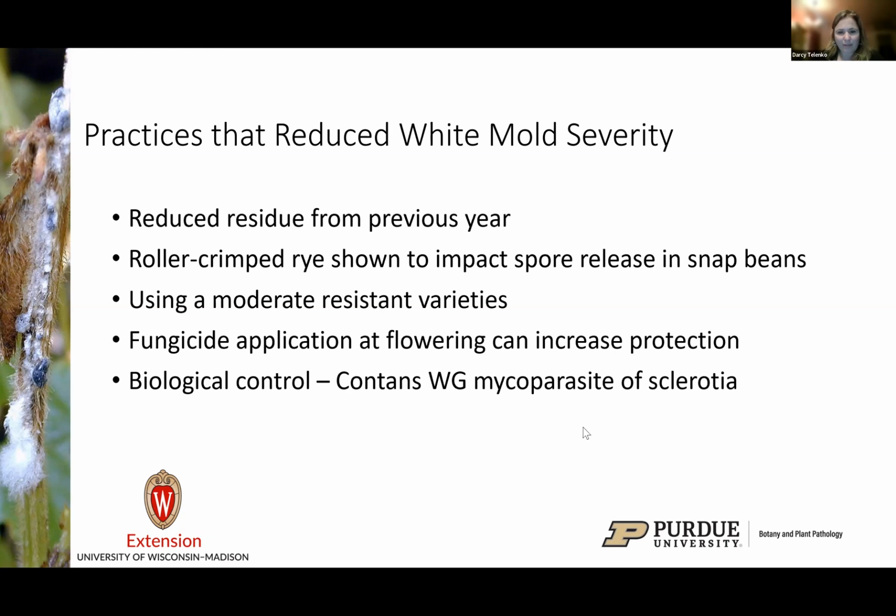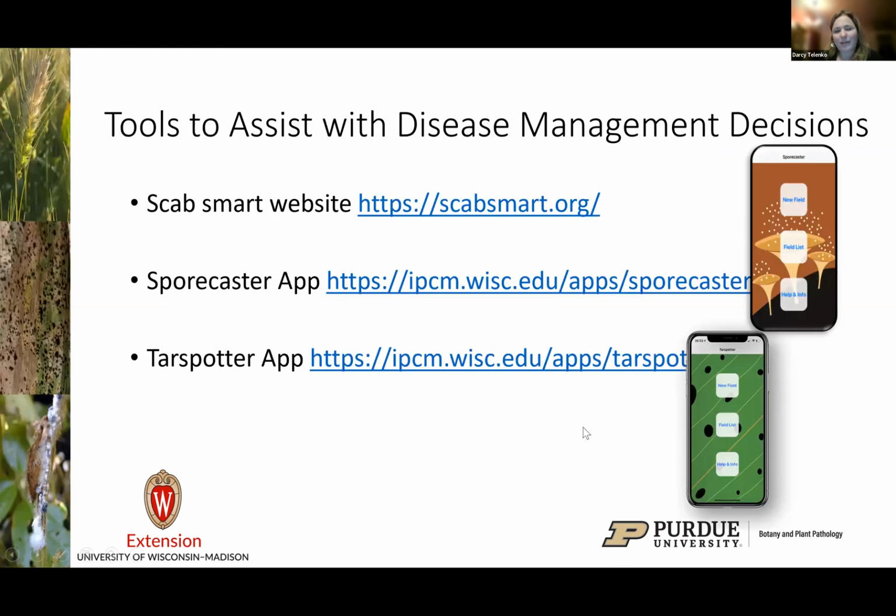I'm trying to think what else I have left on the slides. So, some other things just so you guys have this: these are the tools that we do have for these 3 diseases that help predict whether the conditions are conducive for these diseases in season.